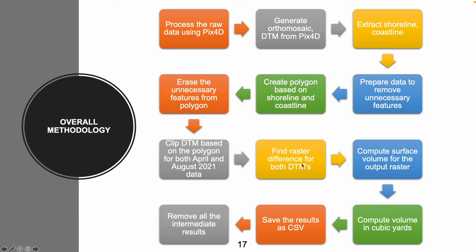These two DTMs will be subjected to the raster calculator to find the difference of those rasters. This particular output raster is helpful in computing the volume change of that particular data. Finally, we'll be changing the volume to cubic yards and save the results as CSV. So once all these processes have been created as a geoprocessing tool, finally we have to remove all the intermediate results that we have for this tool. So now we can go to the results at each step in the upcoming slides.